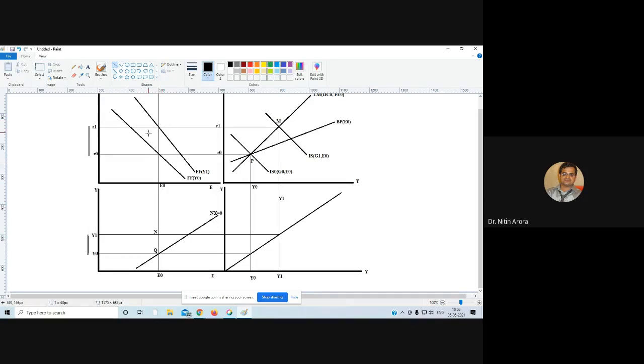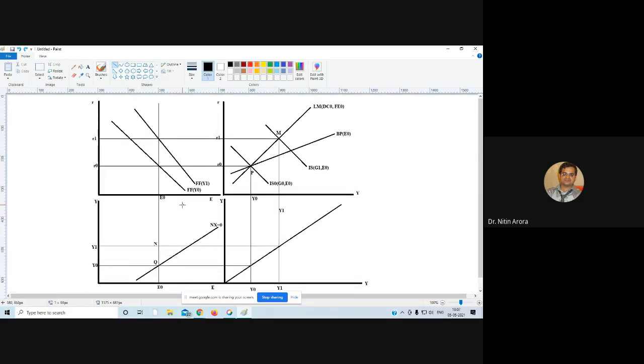So we can say that the surplus in the capital account is more than the deficit in the current account. That's why there will be a net surplus in the overall balance of payment. That's why point M is at the left of the balance of payment curve. At the left of the balance of payment curve, we have a balance of payment surplus. So point M is the temporary equilibrium, which is showing the surplus in balance of payment.